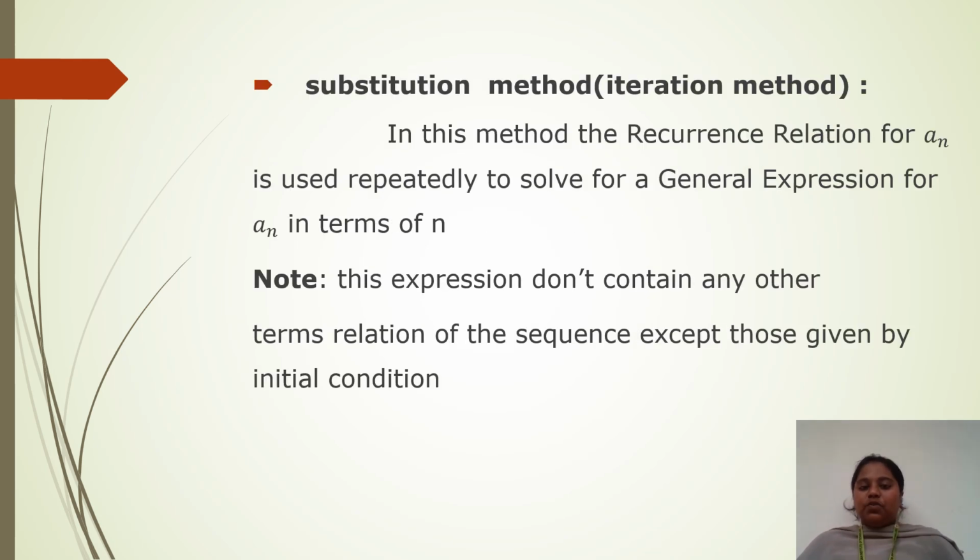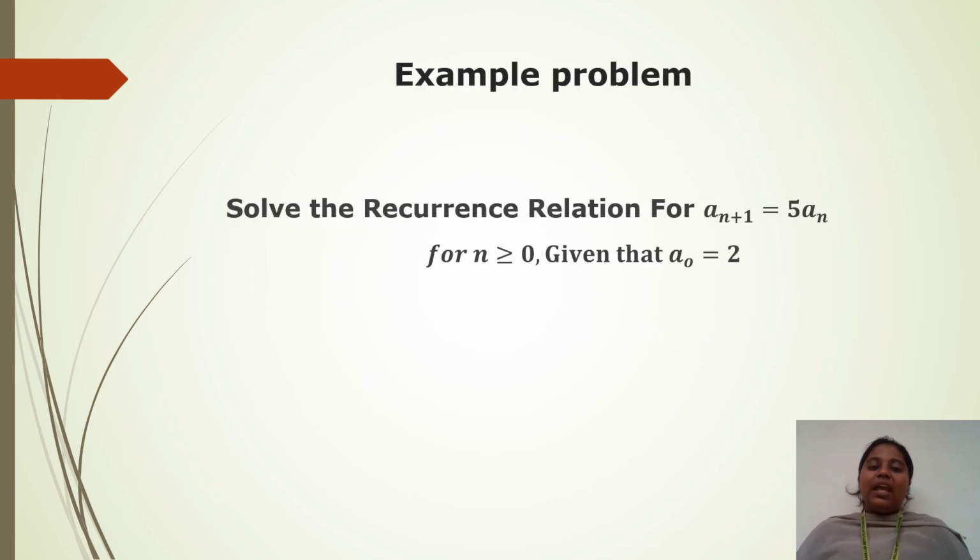Let us know about the substitution method, which is also known as the iteration method. In this method, the recurrence relation for a_n is used repeatedly to solve for a general expression for a_n in terms of n. Note, this expression doesn't contain any other terms of the sequence except those given by the initial condition. Example problem. Solve the recurrence relation a_(n+1) equals 5 a_n for n greater than or equal to 0, given that a_0 equals 2.